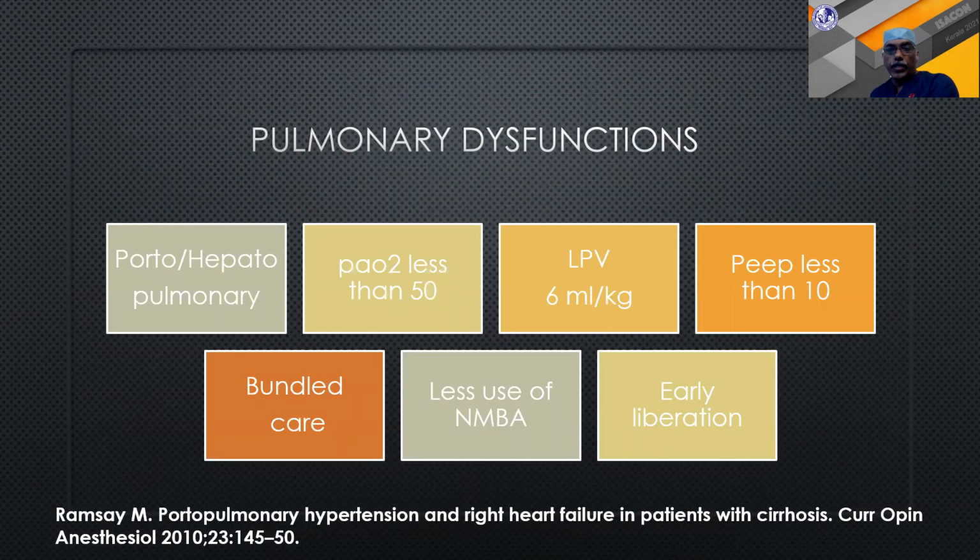Coming to pulmonary dysfunction, which could be hepatopulmonary syndrome or portopulmonary syndrome, it usually presents as hydrothorax, ARDS, and TRALI due to multiple transfusions. In a big part, the PO2 will be less than 50. We usually tackle it with lung protective ventilation, 6 ml per kg or below, and PEEP of less than 10, and application of bundled care to prevent VAP and early liberation from the ventilator, minimizing the use of neuromuscular blocking agents.